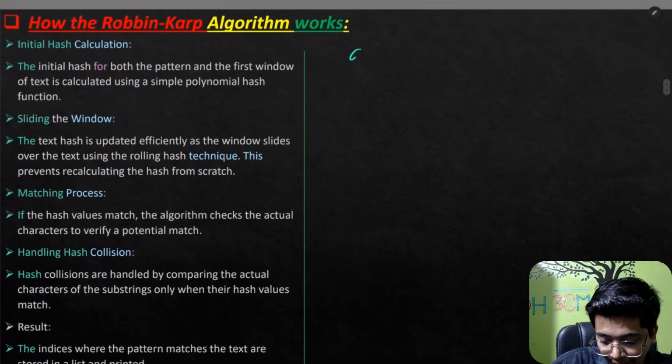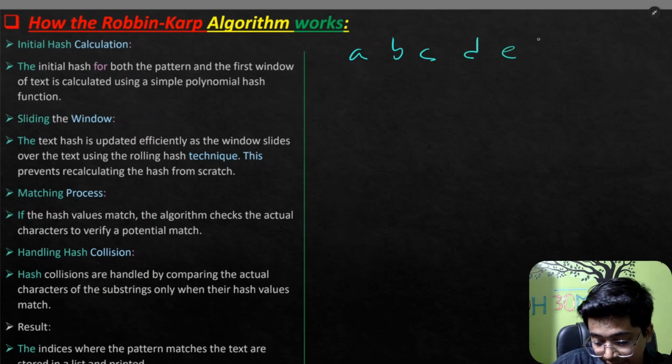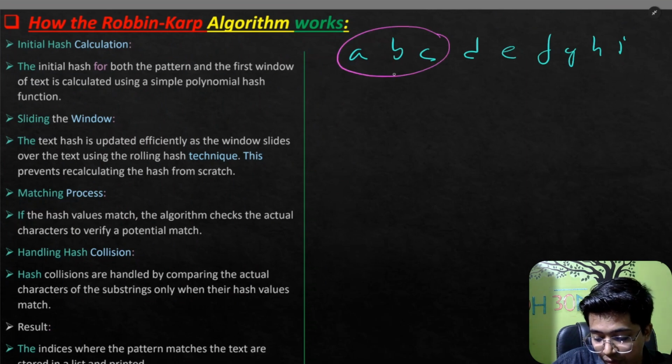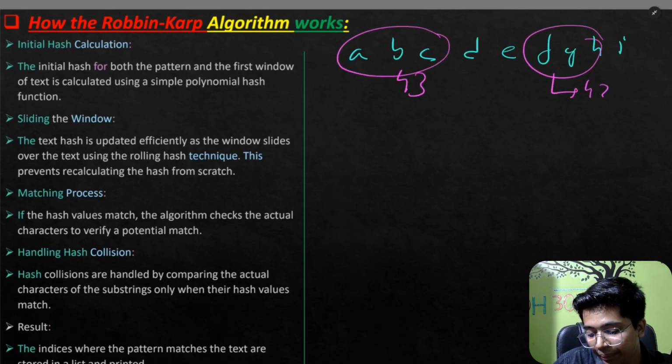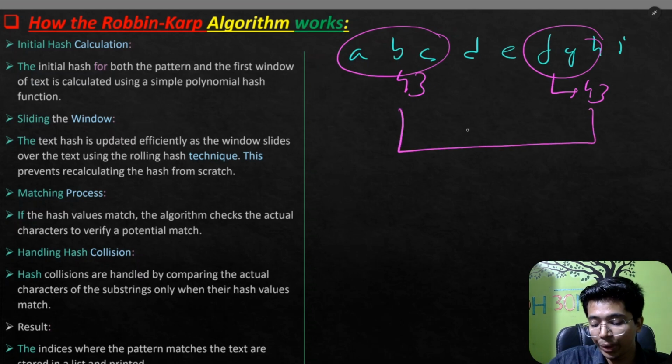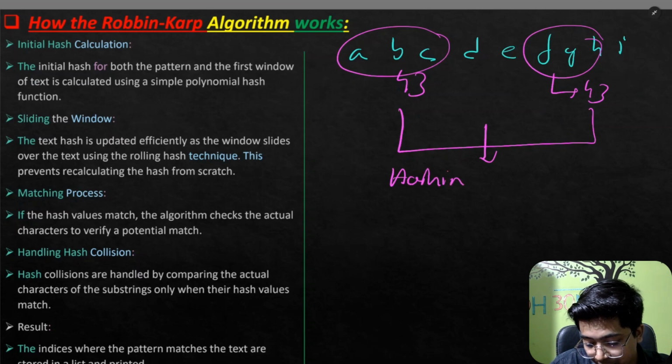Now the letters A, B, C, D, E, F, G, H, I. Sometimes it might occur that this string has 43, and by some mistake this string also has 43. In programming language, this is called hashing collision.